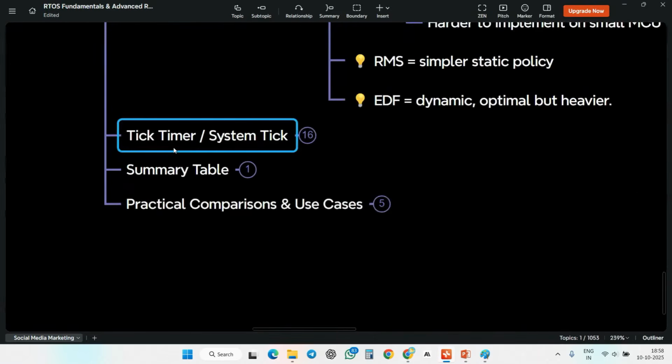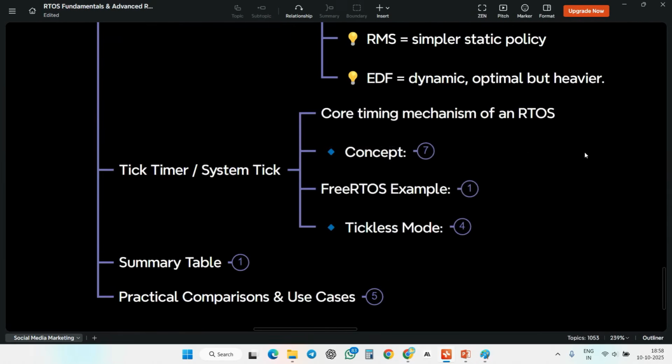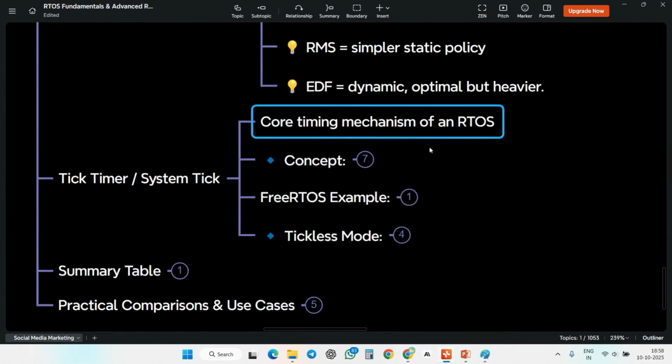Okay, and then we are going to discuss the concept called the tick timer, or SysTick timer. We will discuss this SysTick timer clearly in the Cortex-M context, so no need to worry about it. I'm simply telling you what a SysTick timer is. This is the core timing mechanism. Up to here, I'm just talking about timing, and what the timing is and what the tick timer is.